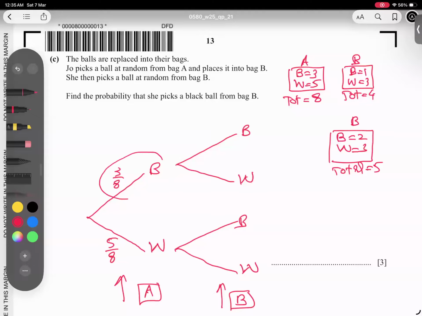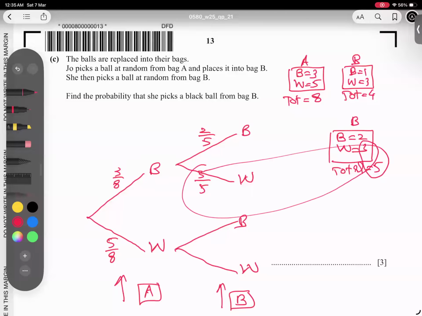Repeat, if we take one black ball into bag B, the black count will increase. Before it was 1, now it becomes 2, but white will not change, it remains 3, and 4 becomes 5. So what are the chances of black now from here? 2 out of 5, I'm writing here. If 2 out of 5 here, then the chance for the other is, this 5 remains the same, students, and from 5, 2 subtracted, we get 3. Even from here, 3 over 5 remains the same.